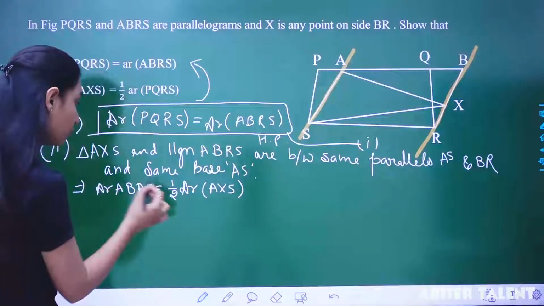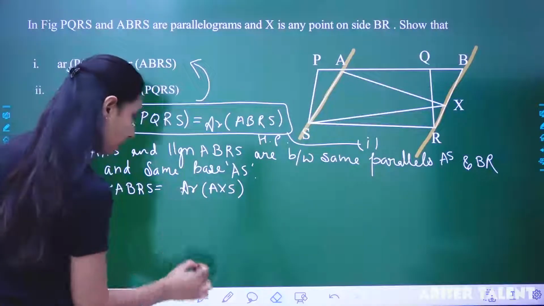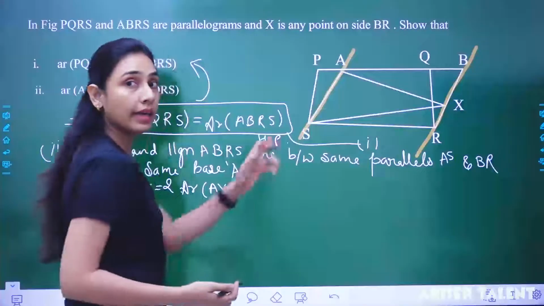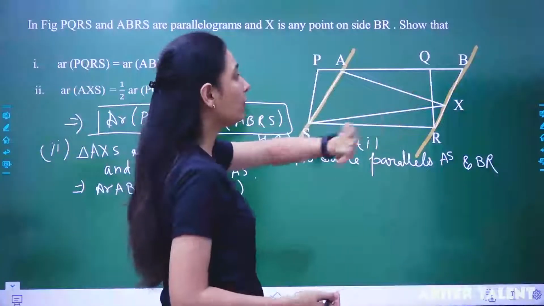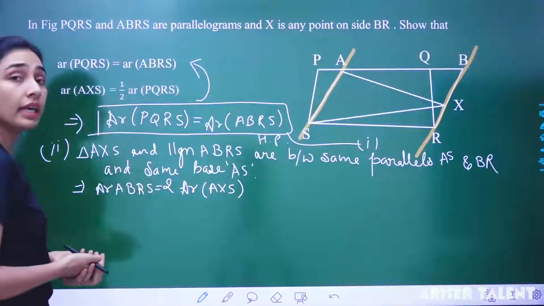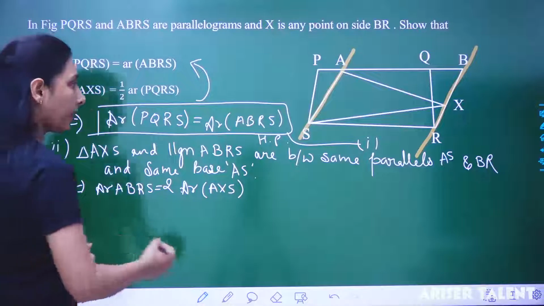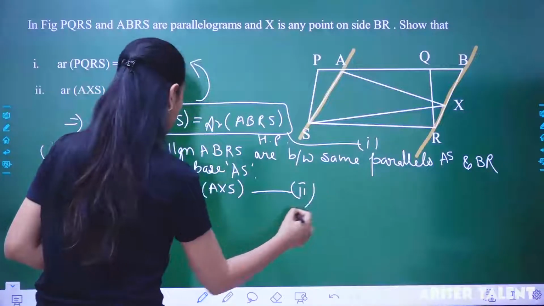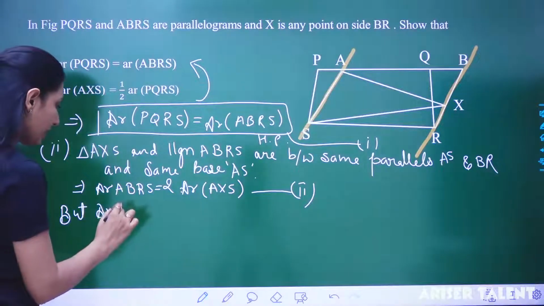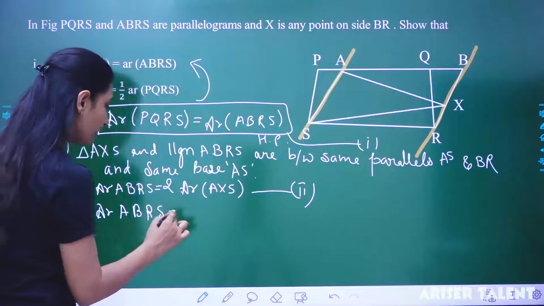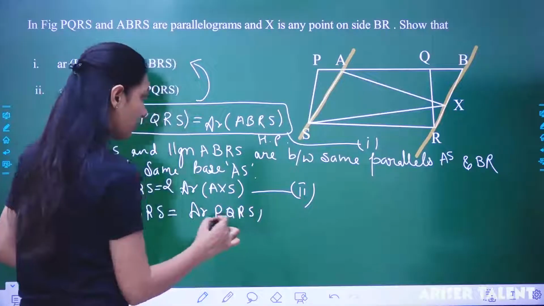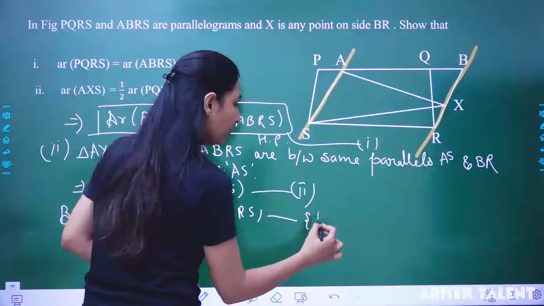Not half, but twice. Okay, it's twice area AXS. Area AXS is half of the area PQRS, or you can say twice area AXS is equal to area ABRS. Okay, so this is the second. Now, area ABRS equals area PQRS. Why? We can say it by the first equation.